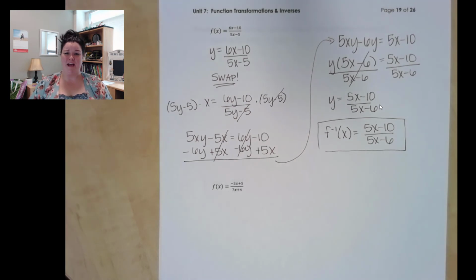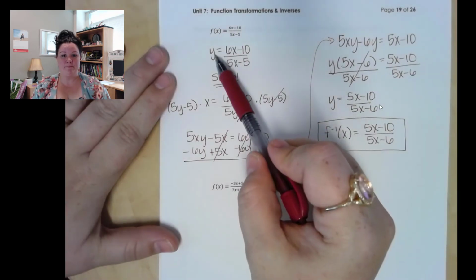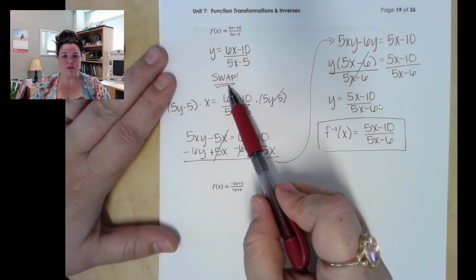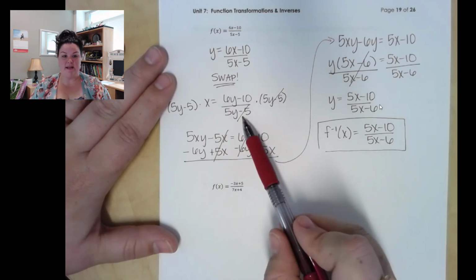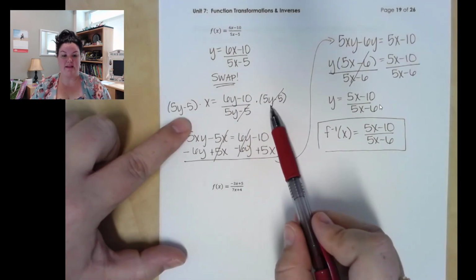So I know it sounds like a lot, so I'm going to do an extra example of this type, okay? Again, we're just going to replace our f of x with y, then swap all of our variables, and then get rid of our denominator by multiplying on both sides by that denominator.